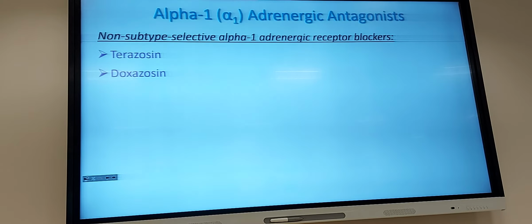Two names. So if you give these two drugs, what will happen? Hypotension, as well as you will have relief of the prostatic enlargement symptoms. So obstructive symptoms will be relieved, urinary symptoms will be relieved. At the same time, there will be hypotension. So you want to give this drug to a person who has hypertension as well. So if you have a patient who has BPH as well as hypertension, you can use one of these two drugs. Does that make sense? Yes.